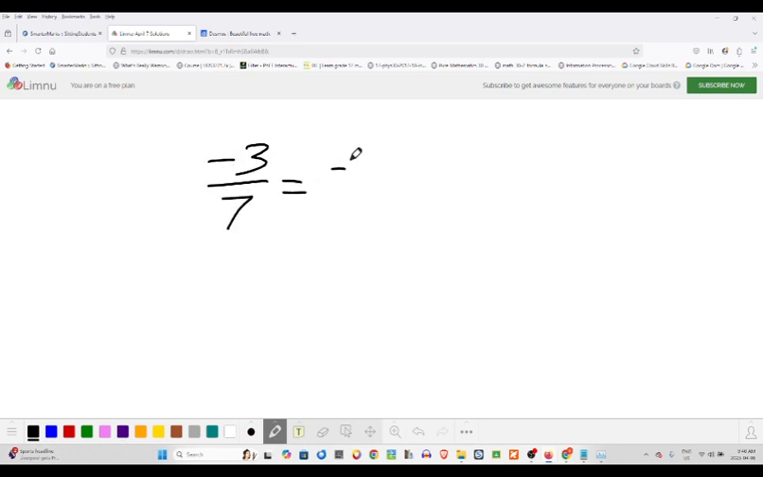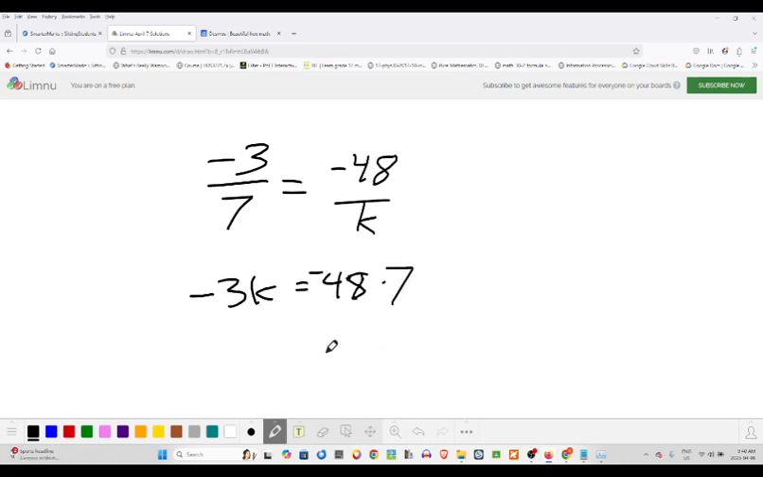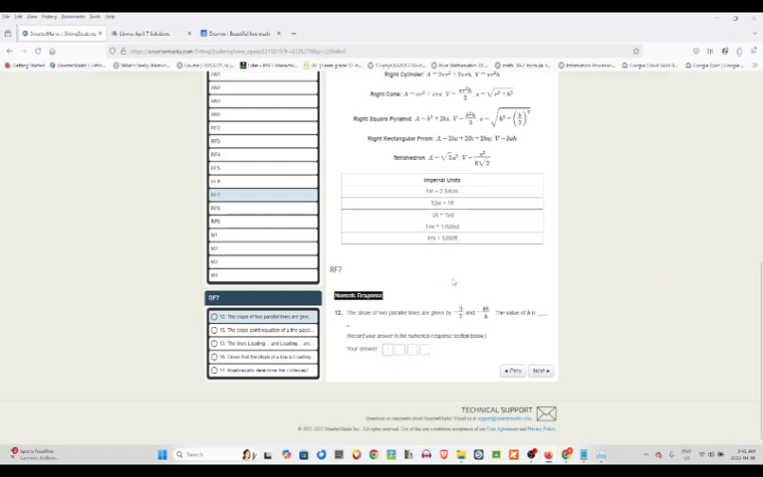-3 over 7 is -48 over k. We multiply by both denominators. We have a -3k here is a -48 times 7 over here, and divide both sides by -3. We still get the 16 times 7. Now 16 times 8 is 128, which is something a lot of computer nerds have run across enough it's memorized. So that would be 112. Okay. So k should be 112.